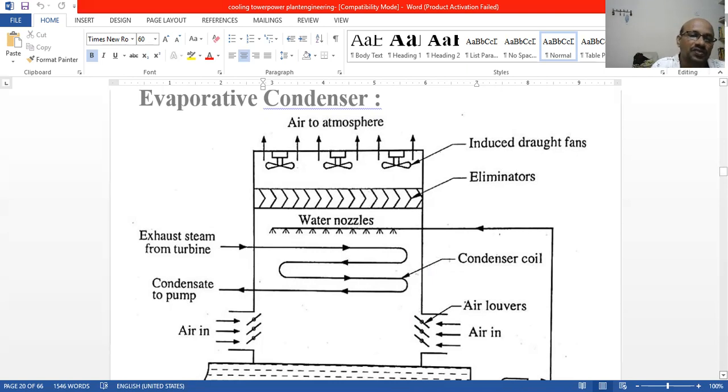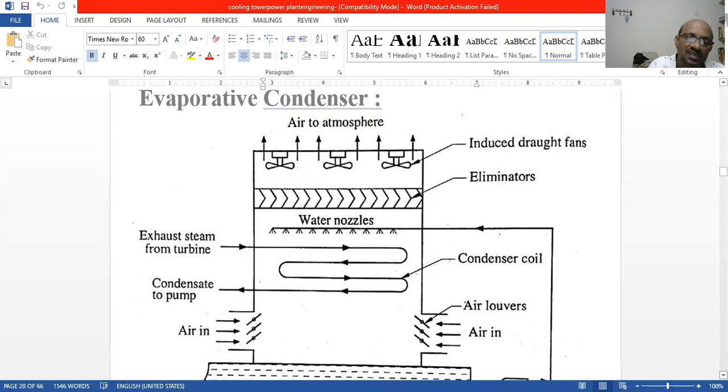The air from the atmosphere, we are going to remove with the help of draught fans, and the eliminators will be there. We remove it through the eliminators. There are water nozzles, jets or sprays, whatever terms we use, spraying over there. The exhaust stream is entering, and the condensate goes out from the pump. These are the condenser coils. Air in and air out, we send air from both sides.